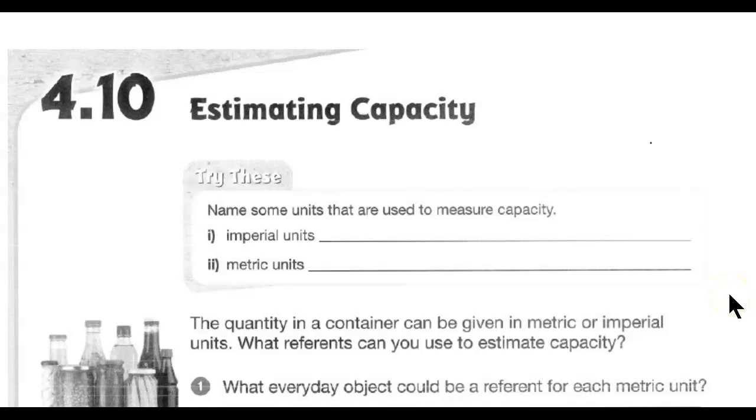Okay, so 5.10 is just estimating capacity. So in the try these, just again naming some measurements that are imperial for capacity. So that would be things like, as we've talked about before, gallon, cups, tablespoons, all that kind of thing.